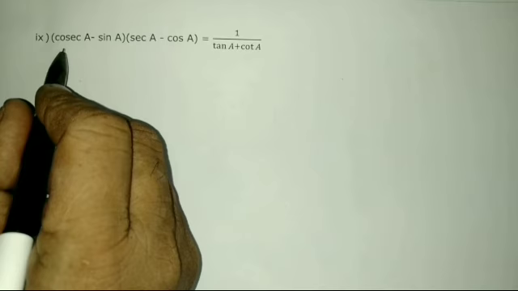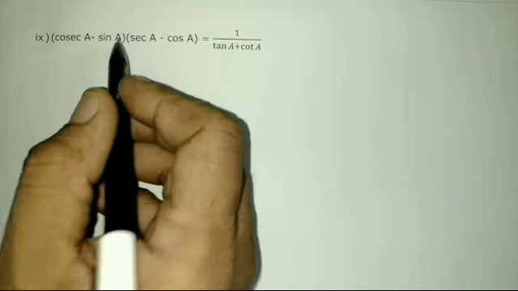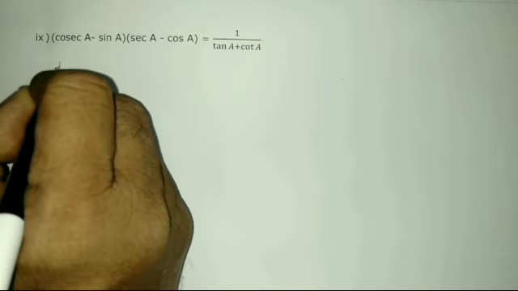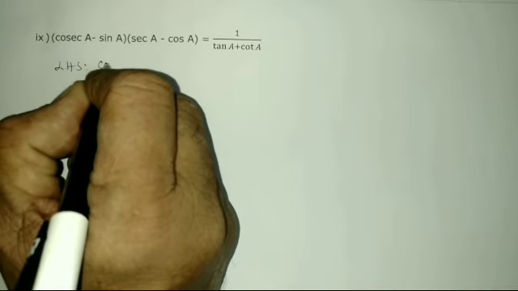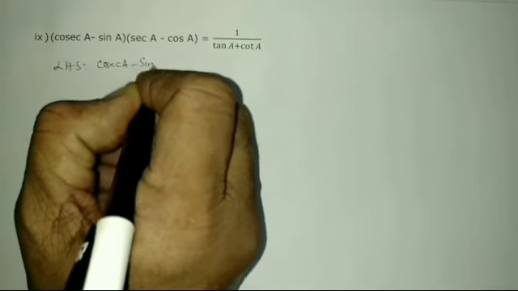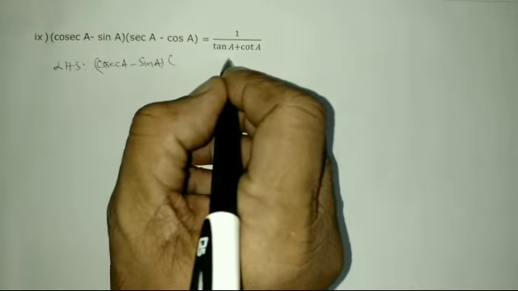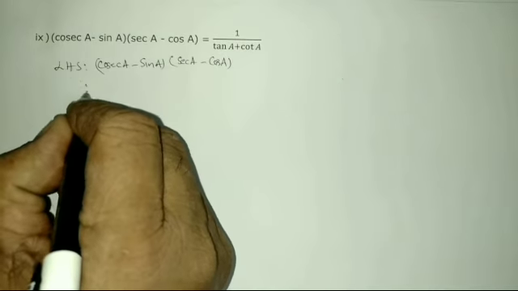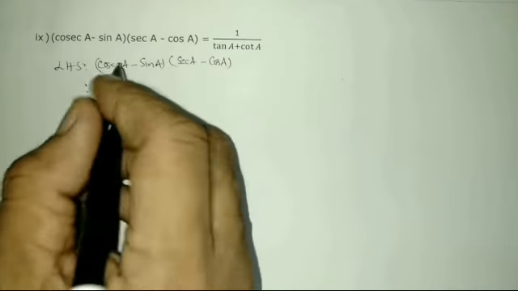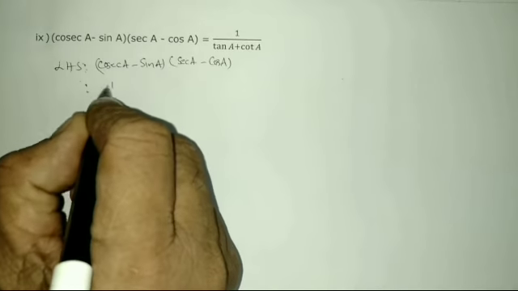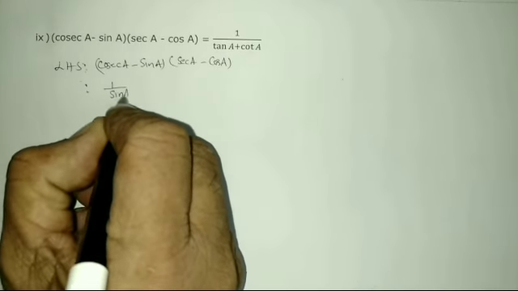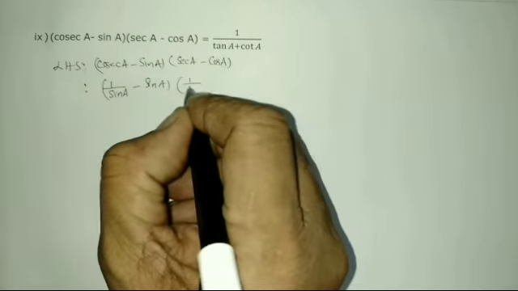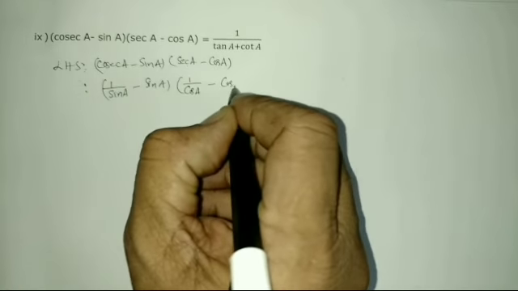Ninth problem. Prove that cosecant A minus sin A into secant A minus cos A equal to 1 by tan A plus cot A. Now here we take the left hand side, cosecant A minus sin A into secant A minus cos A. Now we are going to express the left hand side in terms of sin and cos. Cosecant A can be written as 1 by sin A minus sin A, and secant A can be written as 1 by cos A minus cos A.